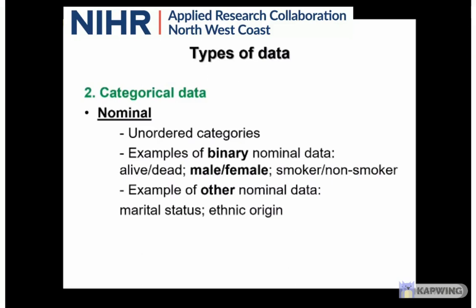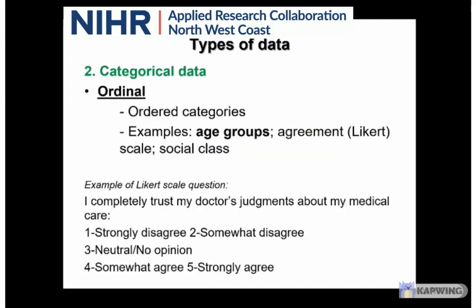You might have more than 2 categories. So if you think about marital status, ethnic origin, you will have more than 2 categories. And again, you don't have a particular order there. Another type of categorical data is ordinal data, when instead you have an order. Age groups, social class, agreement, like Likert scale questions. These are all types of data where you do have an order.